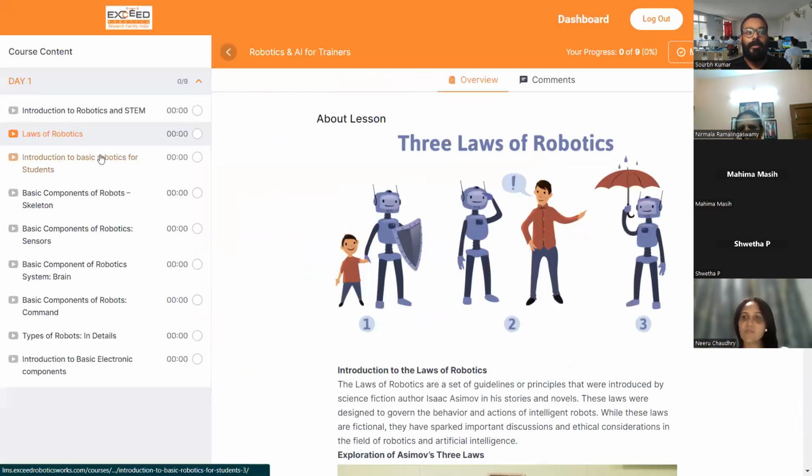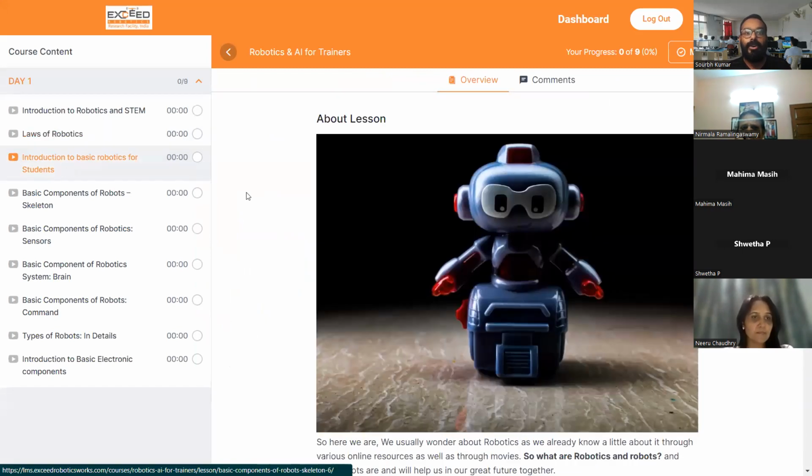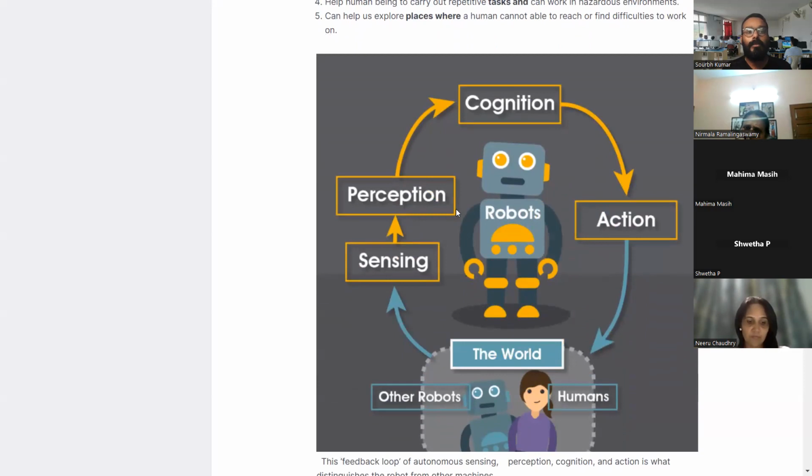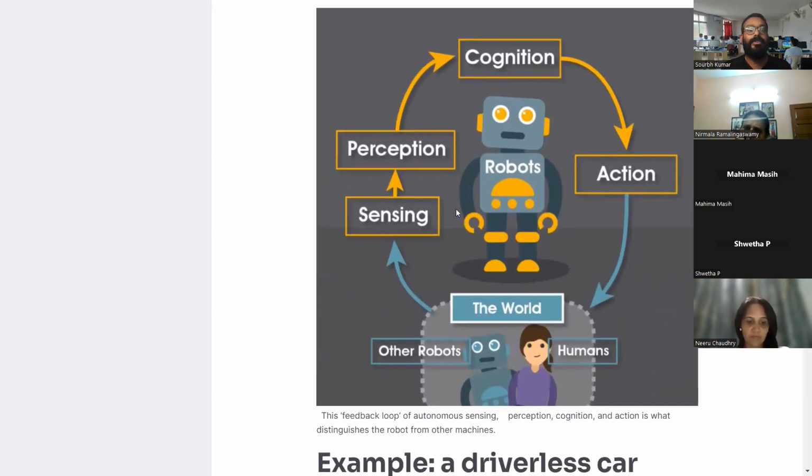Let me summarize one more thing for you. I have one more topic here: an introduction to basic robotics for students. Whatever I taught in this class will be different for the students, because this is all for your understanding. But if you are explaining this to your students, you should come up with natural examples, giving them similarities of how a robot functions, what basic parts are required to build a robot, and how we can execute a task with proper sense.